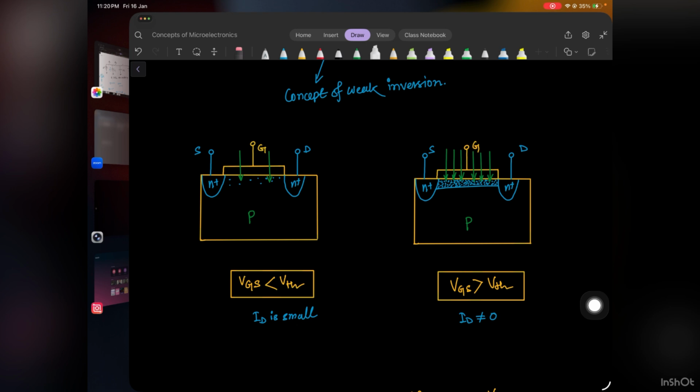Why? Because this VGS is not zero, or if you look at the gate to body voltage, it is actually not zero. It is small but not zero, and because of that, we have a very weak electric field over here, and we have very few free carriers here. Because of that, the drain current is very small.